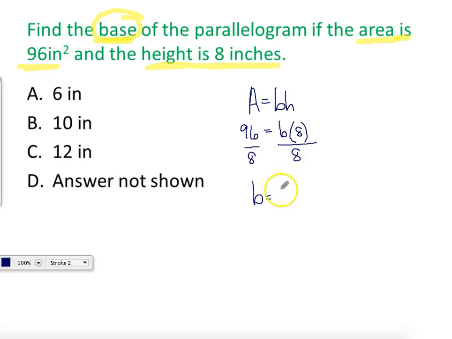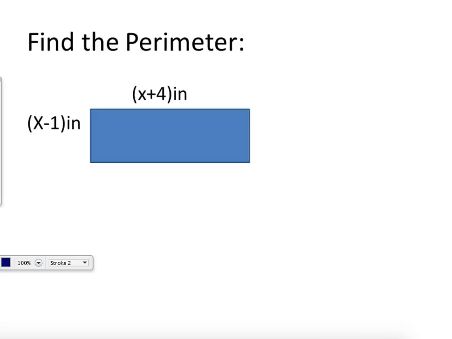And I get 12. If I put 12 down as my answer, I would take off points. Don't forget units of measurement. In this case, it was inches. So the base is equal to 12 inches. Moving right along, I'm going to go to the next slide. If you need more time, go ahead and click pause.